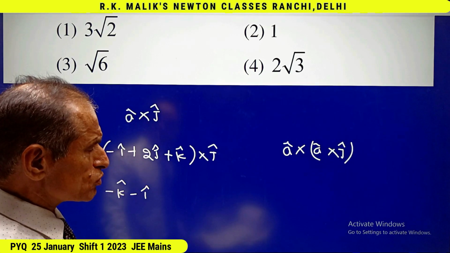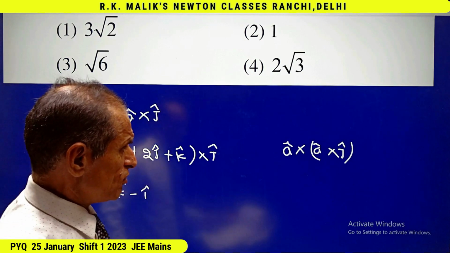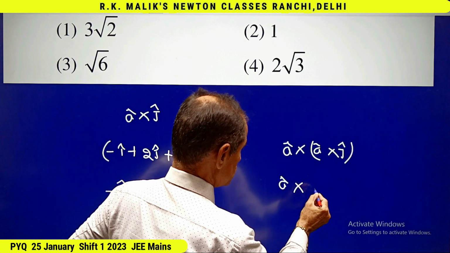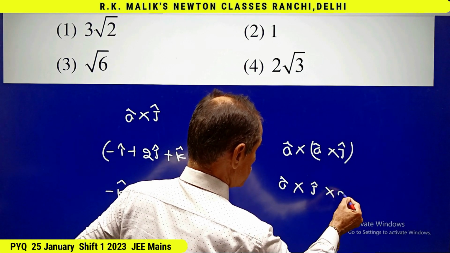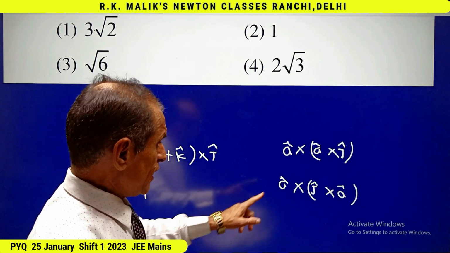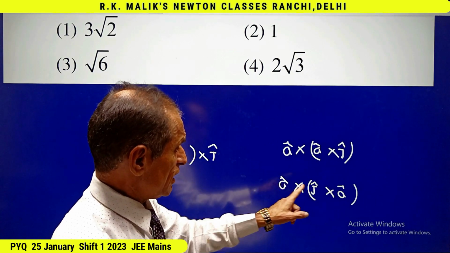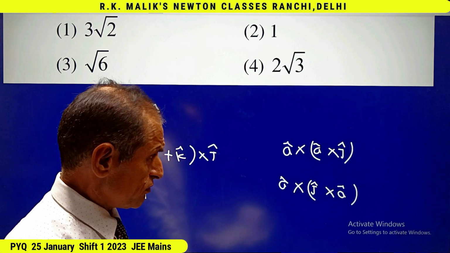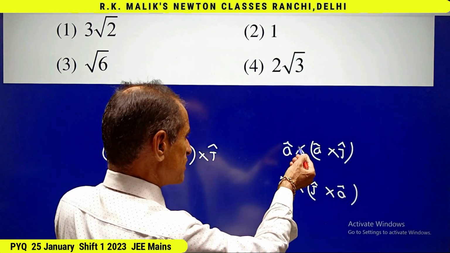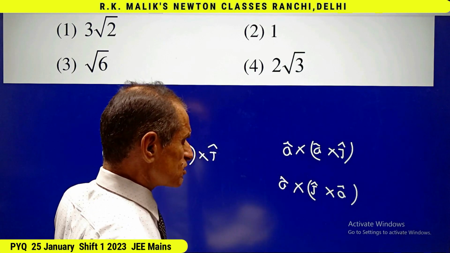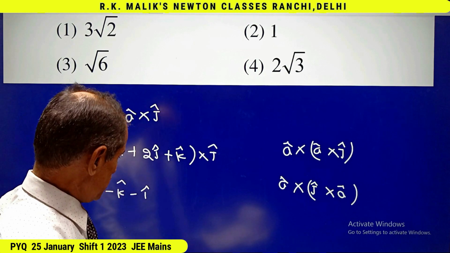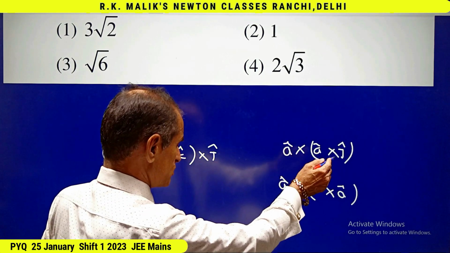Actually an obvious question will arise in your mind: had I taken j cross A, this will also be a vector lying in the plane of j and A and perpendicular to A, then why have I not taken this? Actually, whatever I take, this or this, finally our answer will be the same. Why? You will understand. Presently, I am using this.